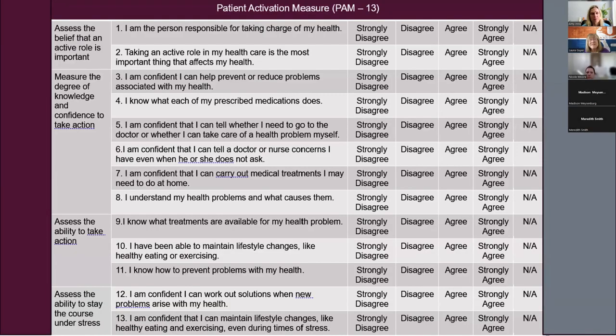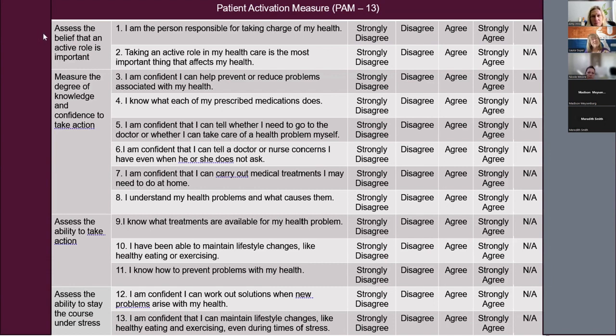So here's a sense of what the questions look like. You can see this is the PAM 13, and I'll just move temporarily so you can see the patient activation measure. This is with the 13 questions, and you can see it's a Likert scale that we use with strongly disagree, disagree, agree, strongly agree, and then not applicable. And some questions may be in that category for certain individuals. You can see that we sort into 4 different general categories.